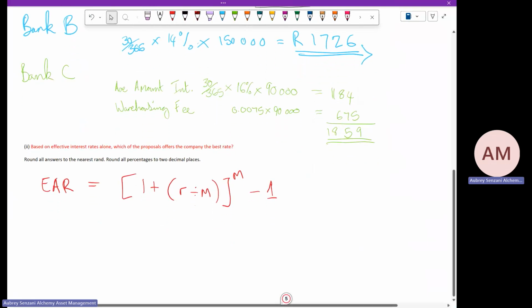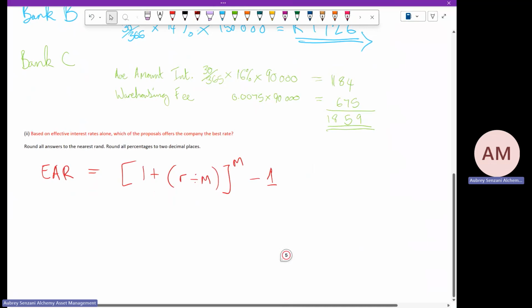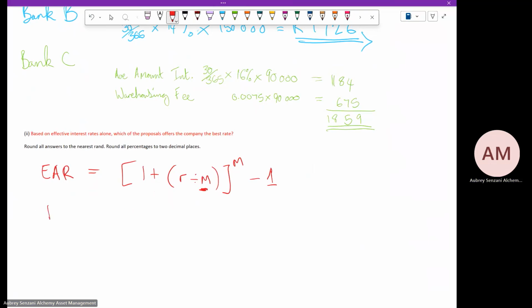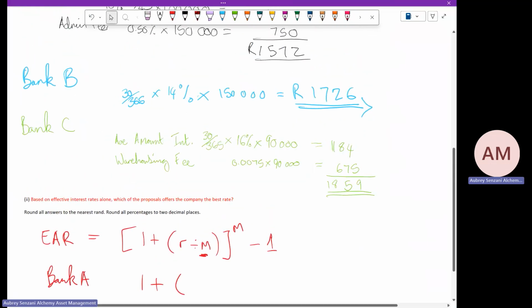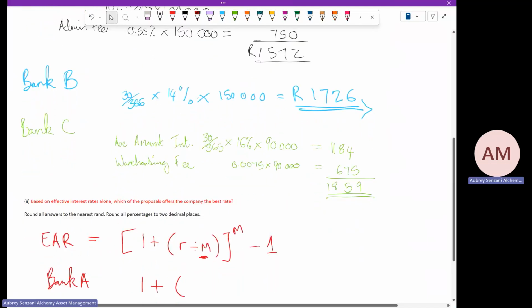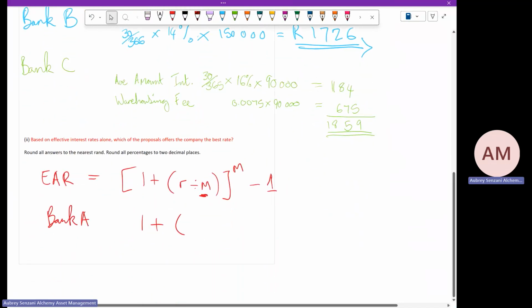So we then obviously just need to input. And when you are dealing with, if you've already apportioned your interest rate for days, you then don't need to divide by M. So in this case, let's say for bank A, you're saying 1 plus the interest rate for bank A. Well, we actually don't have it. We actually have to calculate it.